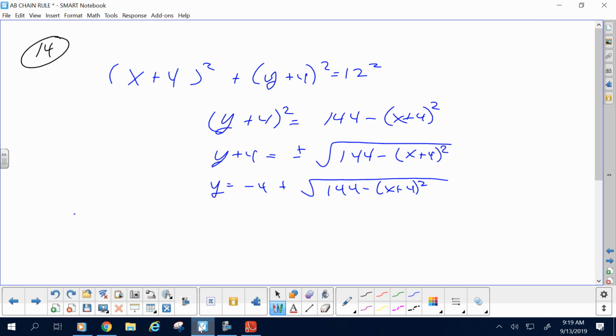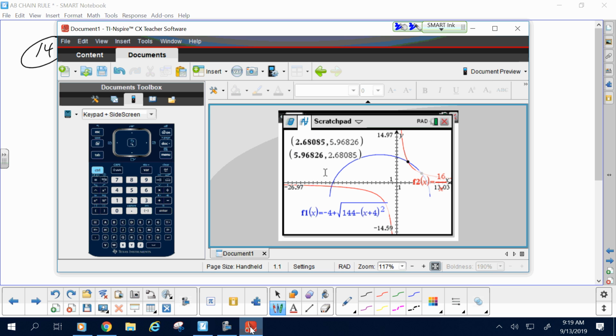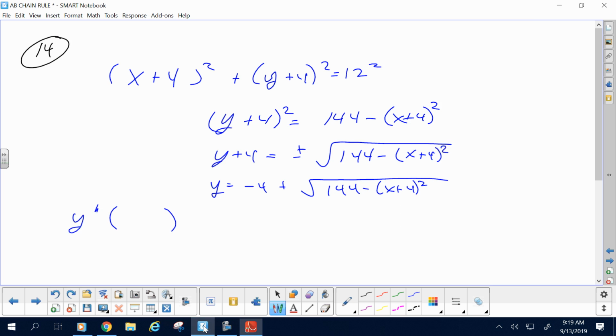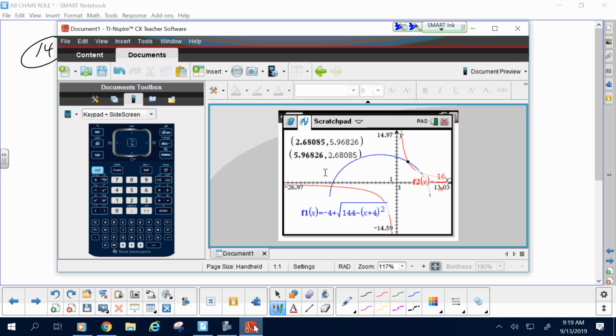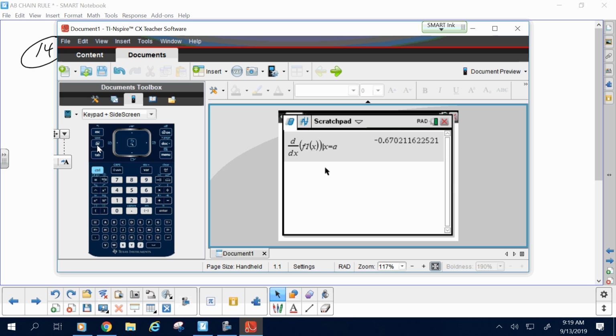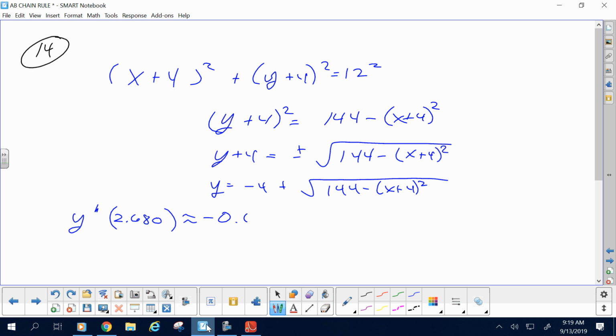So y prime at 2.680 is approximately negative 0.670. You see where I'm coming from? Okay, then y prime at the other intersection point. What was the other intersection? You get that. Okay, good calculator skills there to be had.